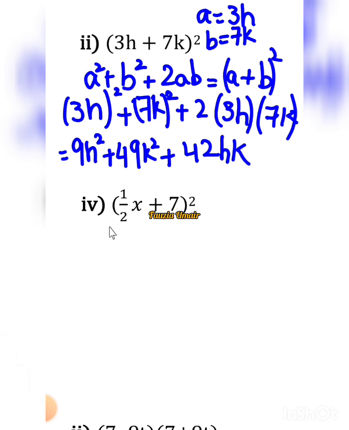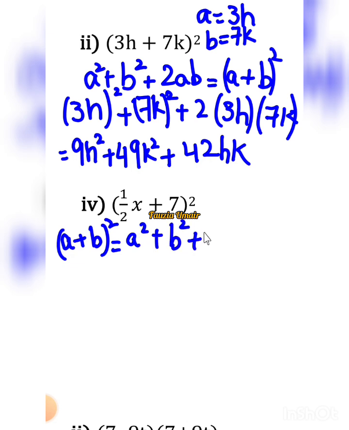Moving on to the next part. So this time there are fractional coefficients. Let's see how we are going to deal with that. So the formula is still the same. (a + b) whole square is equal to a square plus b square plus 2ab. So I'm skipping this side, but I'm replacing a and b on the right hand side.